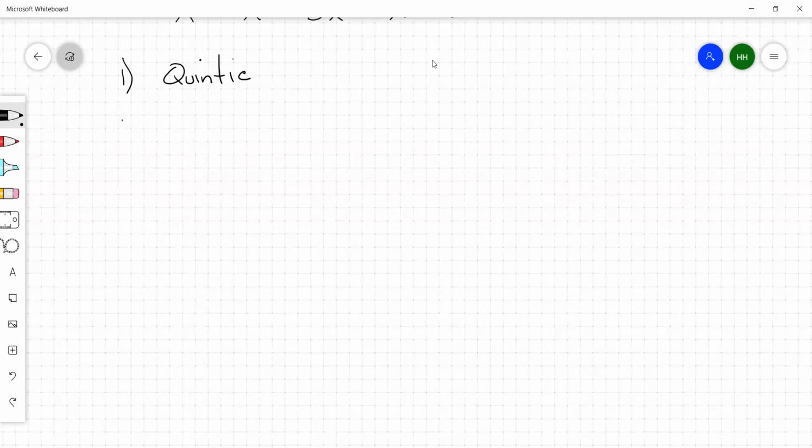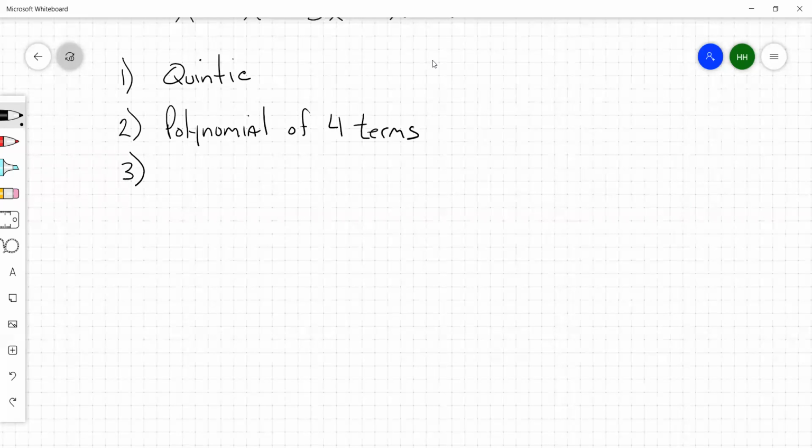And then number 2, you're classifying by number of terms. And that polynomial there has 4 terms. So that would be a polynomial of 4 terms. That's in your notes as well, if you were awake that day. Some people may have been sleeping. It would be on the internet.